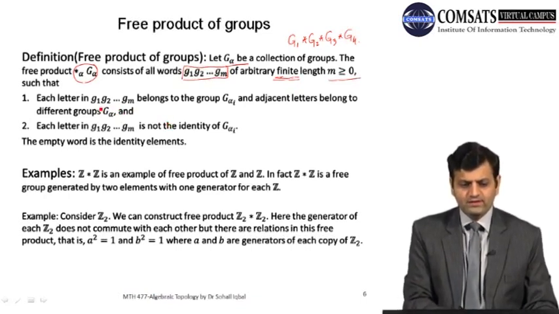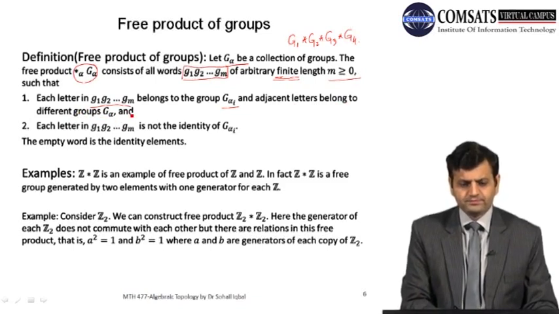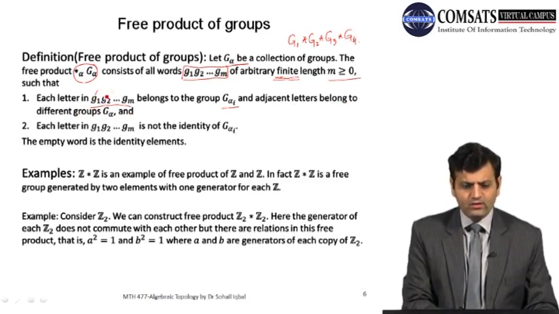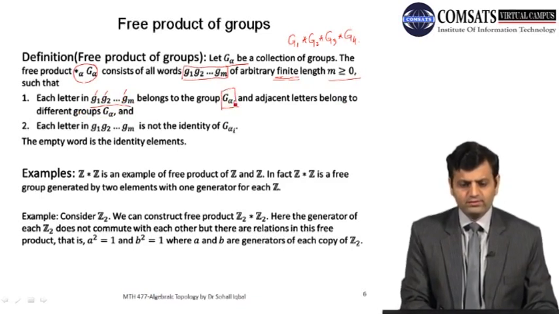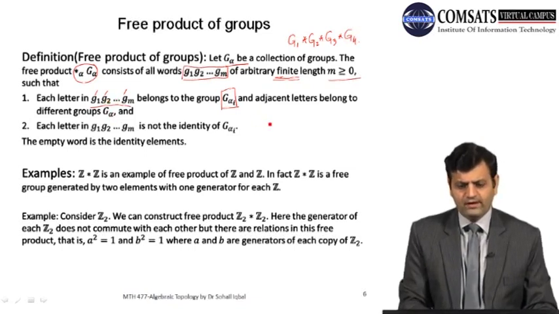So number one condition is each letter in this expression belongs to the group G alpha I, and adjacent letters belong to different groups G alpha. Okay, so any element in this expression belongs to some group G alpha I, and secondly, adjacent letters belong to different groups G alpha.